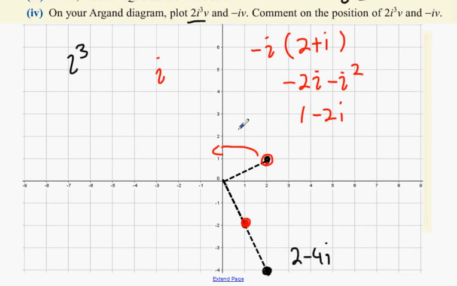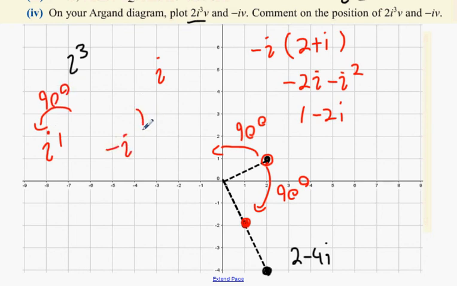So instead of sending it 90 degrees anti-clockwise, it's sent 90 degrees clockwise. Does that make sense? So if you multiply by i to the power 1, you rotate it 90 degrees to the left. If you multiply by minus i, you bring it 90 degrees to the right. That's your two answers. Okay?